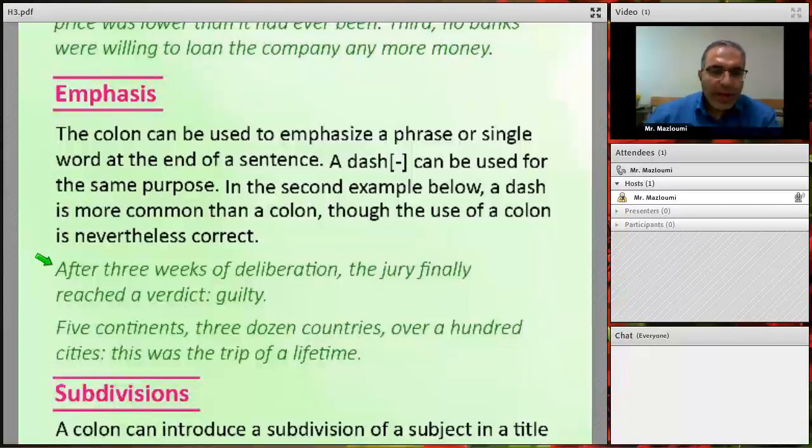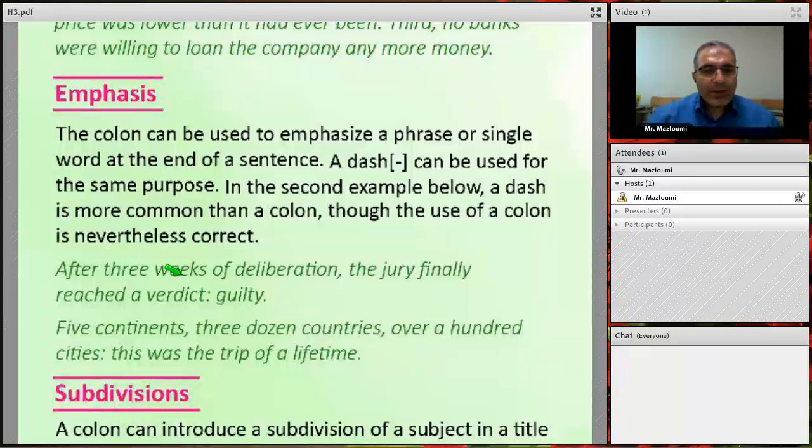So, after 3 weeks of deliberation, the jury finally reached a verdict: guilty. Well, everyone, deliberation means considering something, thinking about, discussing something. You know, jury, a group of people who decide at the court. Verdict means an opinion or a decision, and you know, guilty, opposite of innocent.